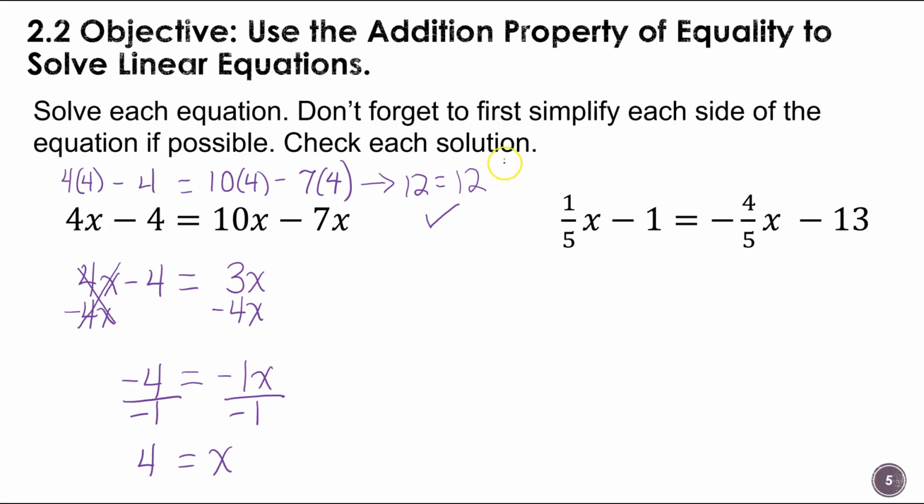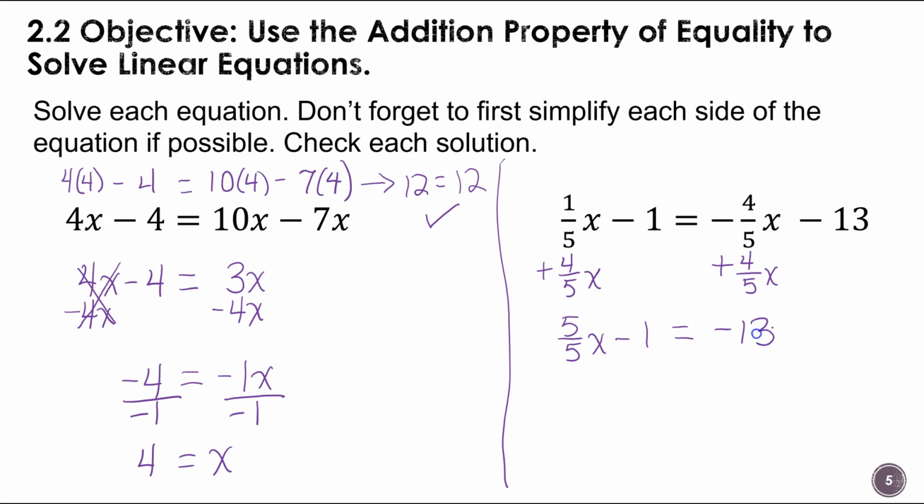All right, next equation, I'll just draw a little line here so we can separate those two. We want the variables on one side and the numbers on the other. So I'm going to add 4/5 x to both sides. And so I'm adding the numerators. 1 plus 4 is 5. 5 over 5 is 1. I'll just write that on the next step. Now when I added the 4/5 x to the negative 4/5 x, those are eliminated because it equals 0. And so we're finished with that part.